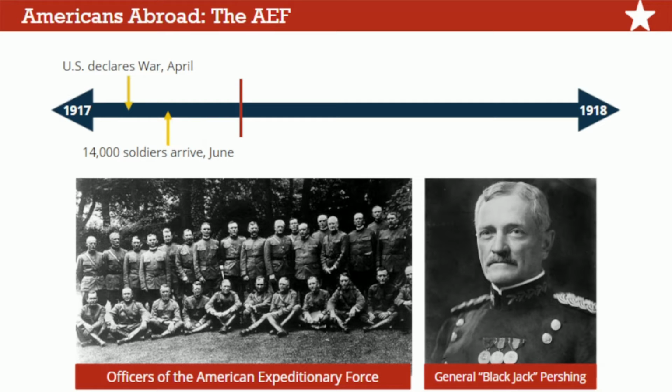General John "Blackjack" Pershing, who was in charge of the army, insisted that his men be well trained before going to Europe, so troops were slow to arrive. The AEF saw only minor combat in 1917. But by 1918, over 1 million Americans were stationed in France, and the AEF saw significant action.